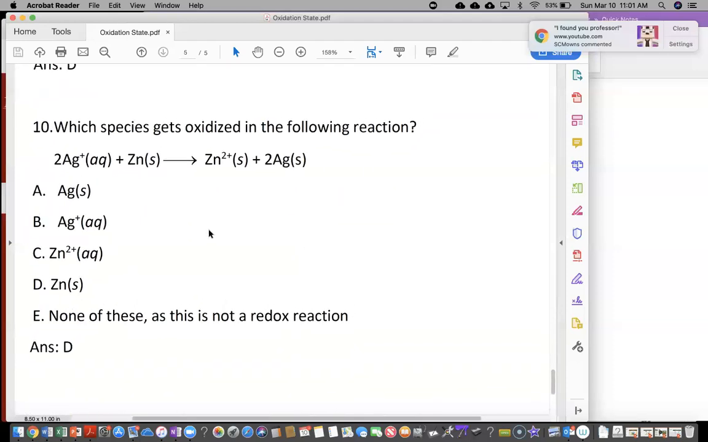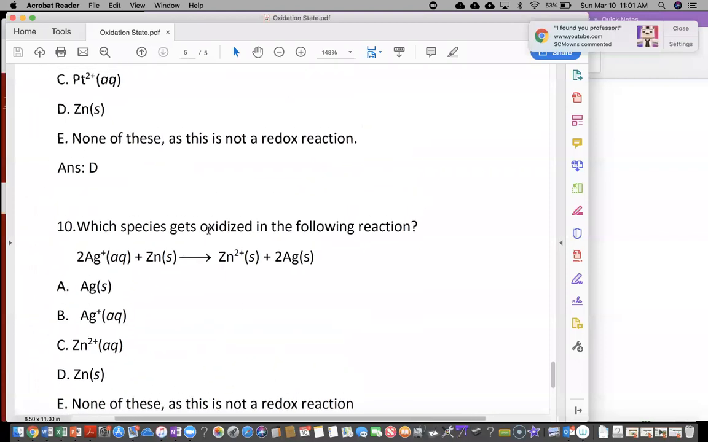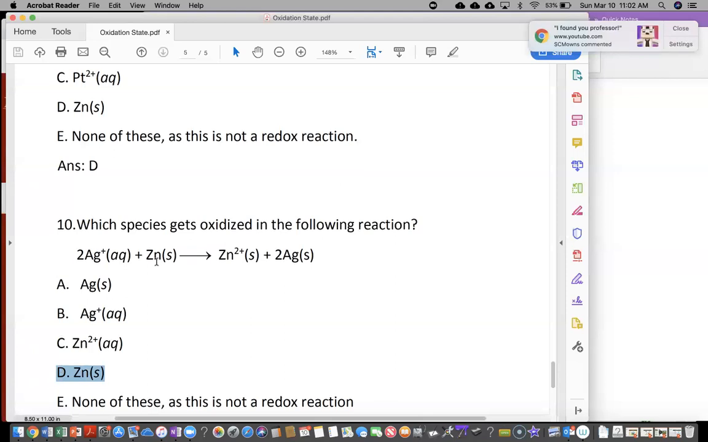Look here. Tell me which one got oxidized. Wasn't it zinc? Yes, because the zinc number went from 0 to +2, right? So this Zn got oxidized. Again, make sure in the options, don't pick this C, because that's talking about this species. Make sure it's the one with S, which means solid. So this zinc. This is the same option. So pick that one.